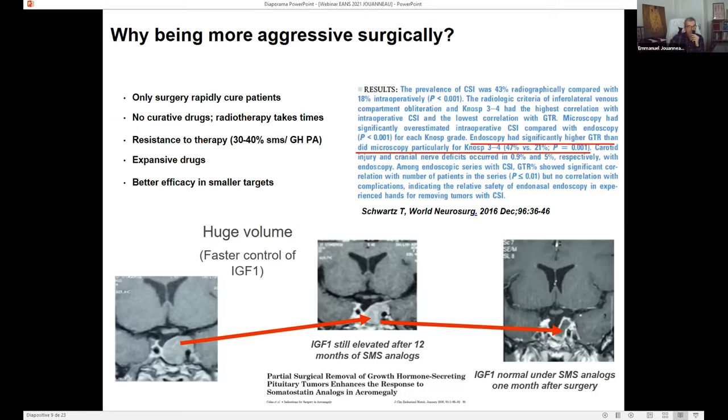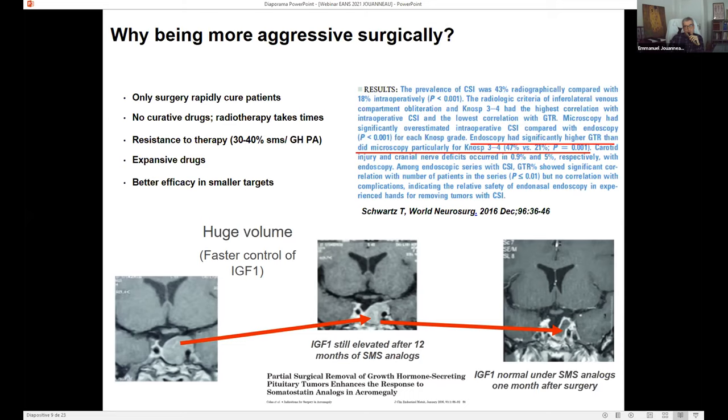It's a very important point of view when you deal with acromegalic patients, when you deal with corticotroph Cushing patients. So surgery is the first arm you have to use to rapidly cure the patient. There are no curative drugs. And radiotherapy, especially for functioning and secreting pituitary adenoma, takes time, and sometimes you have resistance to the therapy. When you look at acromegalic patients, medical drugs only work in around half of the patients, and it takes time. So it's very interesting to consider curing the patients rapidly, not keeping them with their disease for months or years.